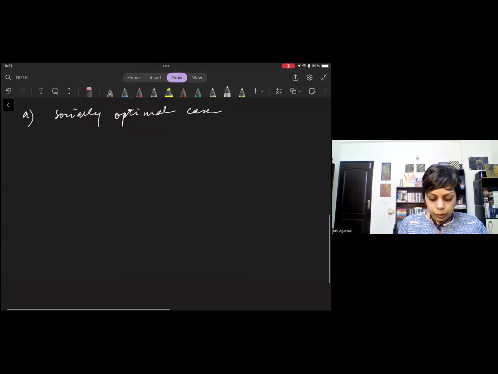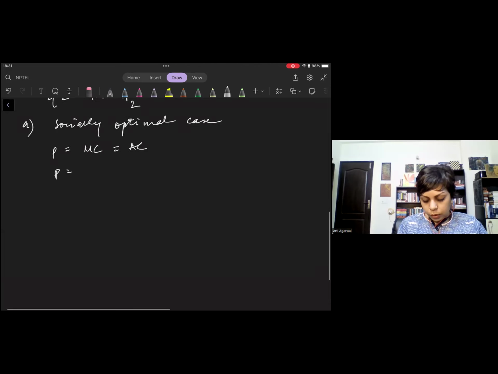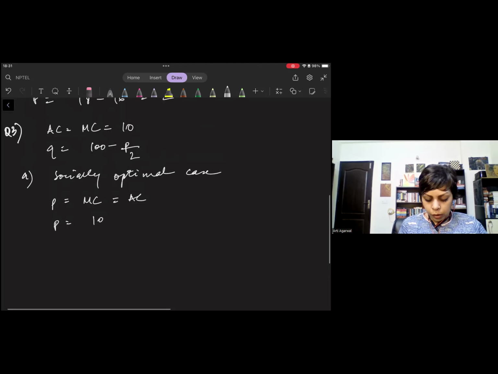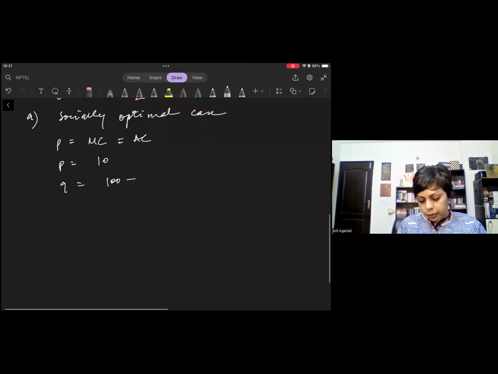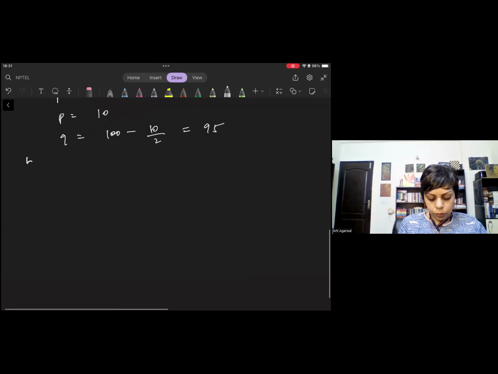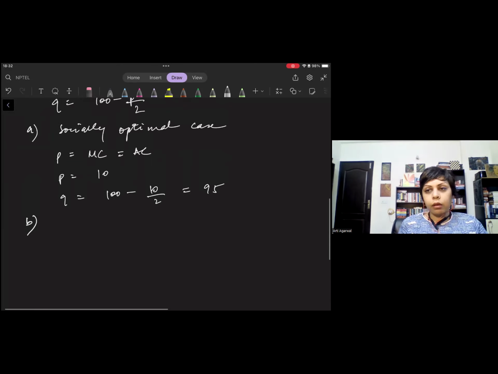Socially optimal case is pretty straightforward. You will just do price is equal to marginal cost is equal to average cost, which is what we just did, right? So the average cost equal to marginal cost is already given to you. So price is equal to 10. And from here, you can calculate Q in a very straightforward way, which is equal to 100 minus 10 by 2 is equal to 95. This is for your reference, that's why I included this part just for comparison's sake, so that we know what the case would be in the case of perfect competition.